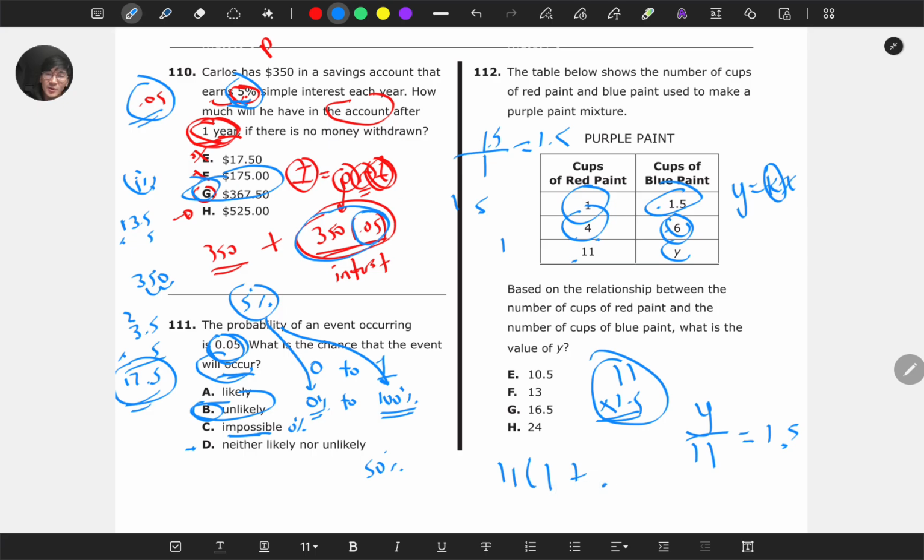Since I have only a few questions, I'm going to take my sweet time with this. So it's 11 times 1 is 11, and then half of 11 is 5.5, and you add those two, and that is going to be 16.5, which is G.